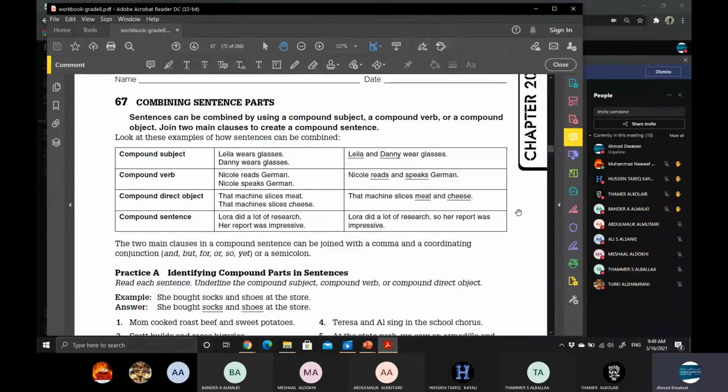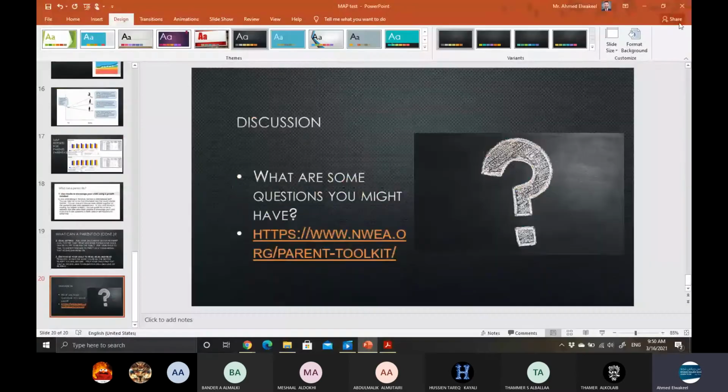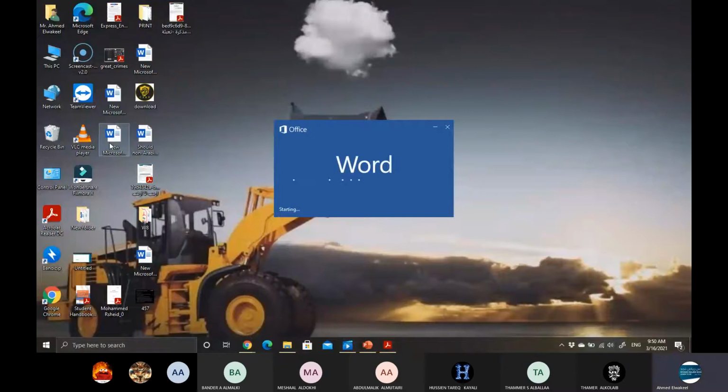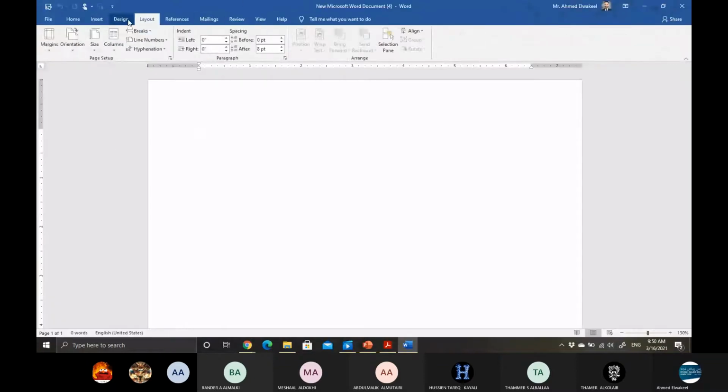Khayyat, Hussein, Tamer, and Khalid. Open your book, please, page 67. In today's session, we will speak about the sentence and how to combine the sentence parts. That's everyone. Right.